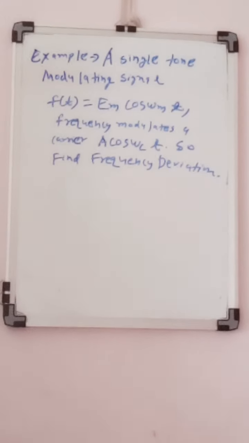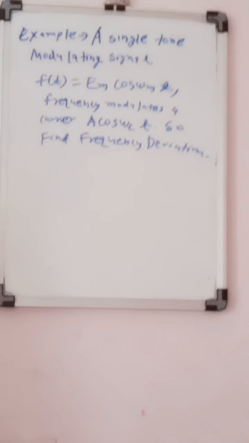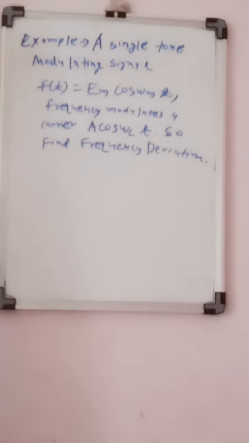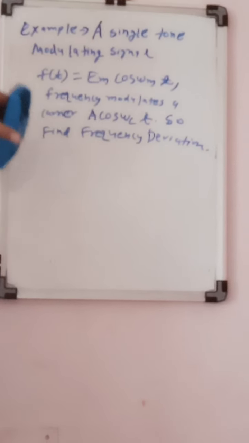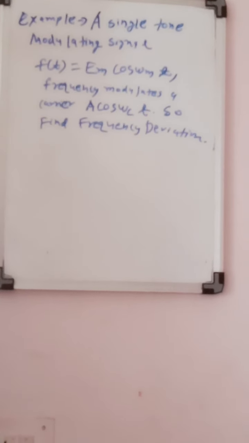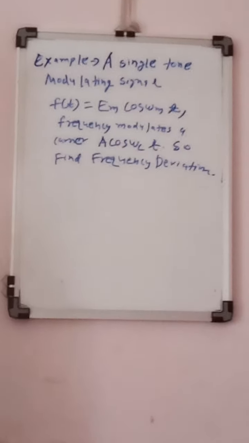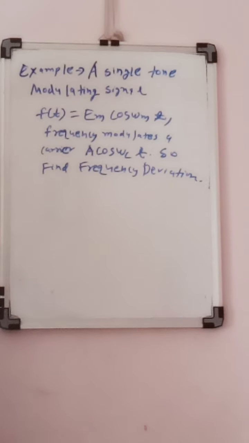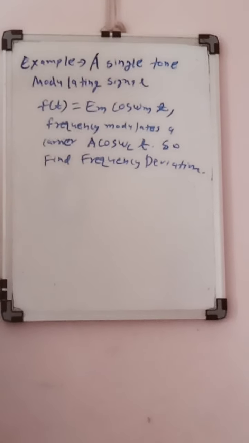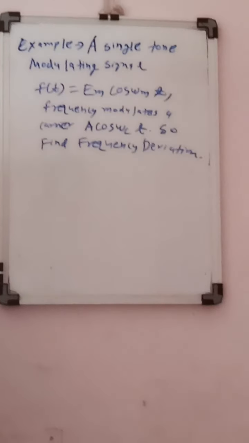That is, a single tone modulating signal f(t) equal to Em cos omega m t frequency modulates the carrier A cos omega c t. Single tone modulating signal means we have a single tone baseband signal, given by f(t) equal to Em cos omega m t. So we have to find the value of the frequency deviation.